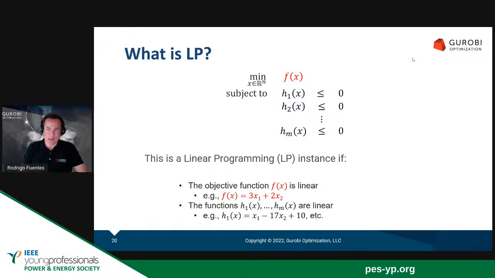The canonical way of writing a linear programming problem, there are different canonical ways depending on the implementation behind the LP formulation. In this case, we are writing this problem as a minimization problem subject to inequality constraints, less than or equal to zero constraints. So we have a couple of examples there. The type of function we have, 3x1 plus 2x2, is an objective, and the functions h also have to be linear. And there's an example there as well. So I think this is pretty straightforward.